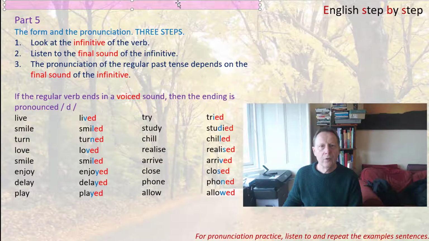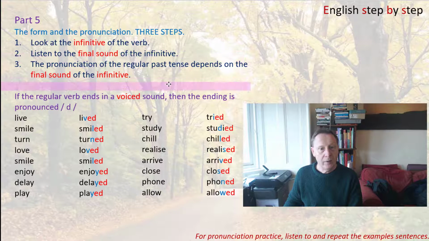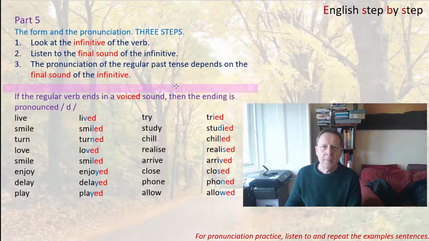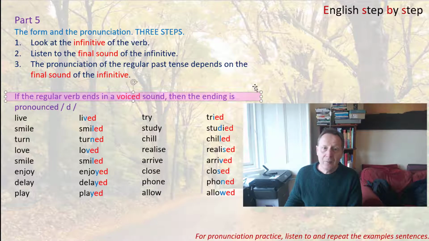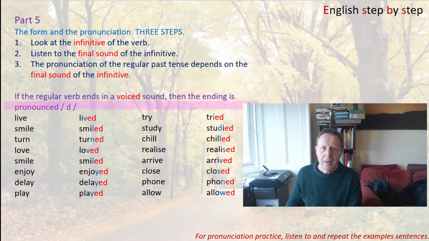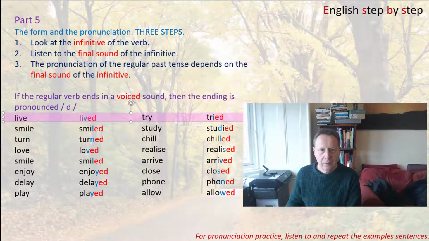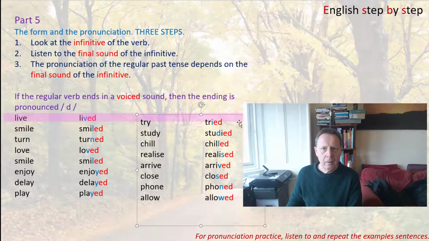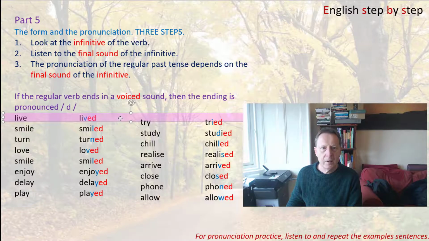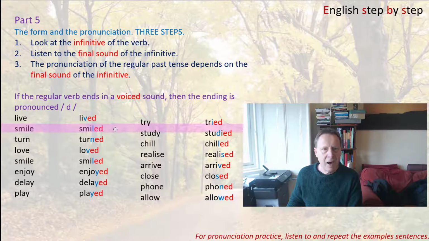So let's look at the second rule, and it's with this rule that students sometimes make mistakes or sometimes get into bad habits. For example, if the regular verb ends in a voiced sound, then the ending is pronounced d. Live becomes lived, not lived with an id. Smile becomes smiled, not smiled with an id. For all of these verbs, you don't pronounce the ed at the end.